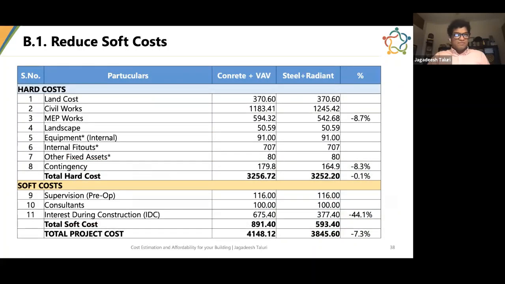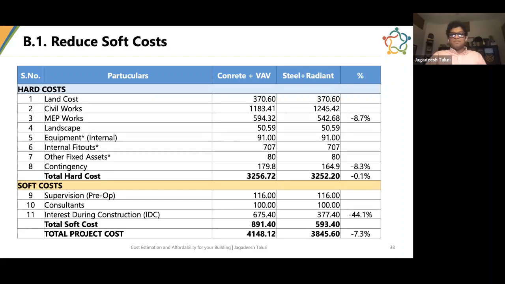So this is what I was showing you. On the left side is a conventional building with a good VAV system, the concrete building. On the right side is a steel plus radiant steel building with radiant cooling. If you see the MEP work straight away, even though civil costs have increased, the MEP works have decreased by 8.7%. And the contingency amount has decreased because the capital costs have decreased.